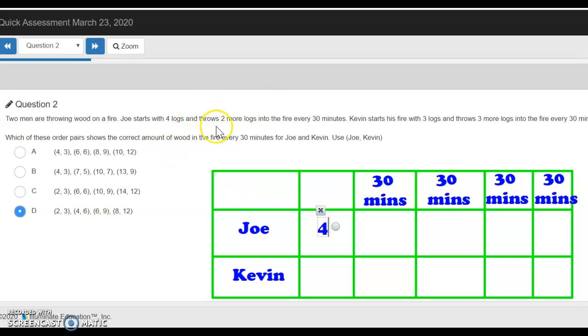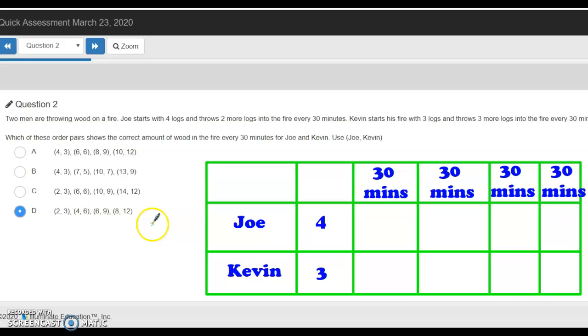And then it says, and he throws 2 more logs into the fire every 30 minutes. Then it says Kevin starts his fire with 3 logs, and throws 3 more logs into the fire every 30 minutes. So I know Kevin would start with 3. Now, just like we've talked about with these, we have rules. So I know my first rule for Joe in the problem, it says that Joe is going to be adding 2 every 30 minutes. And I know down at the bottom it says Kevin is going to throw 3 logs. So his would be 3 every 30 minutes.